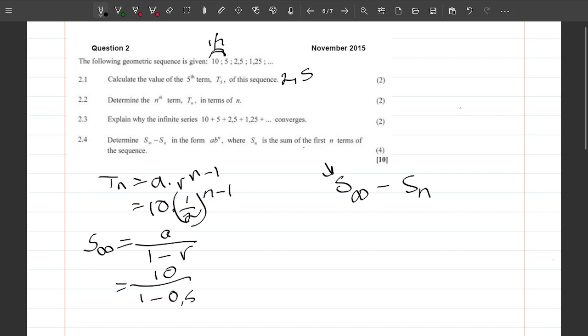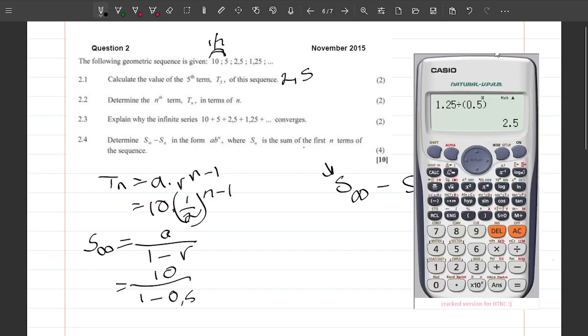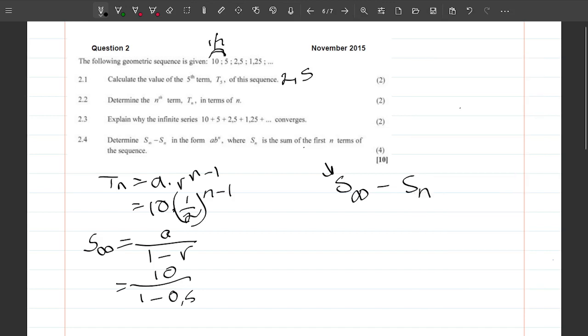Done. So can I simplify this? Let me just grab my calculator and it will tell me if I can actually simplify things or not. I'll type that in as it is. So that's just 1 minus a half. I just get 20 for that. Let me just write it down, maybe this will come in handy. So I get 20 for the sum to infinity. Let's get some space and figure out the sum of n terms.